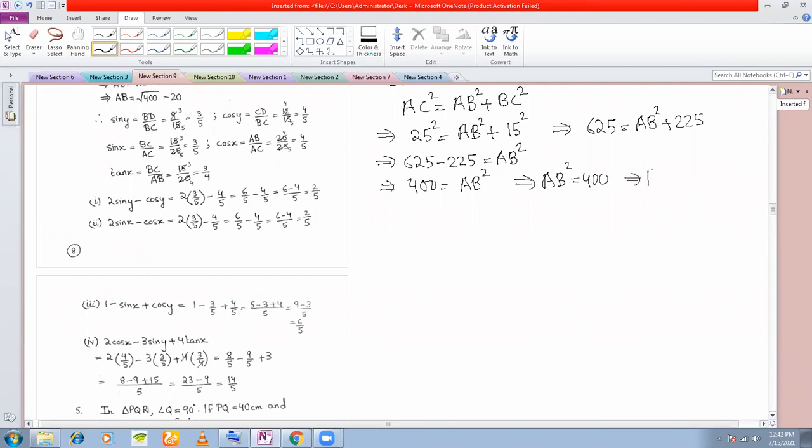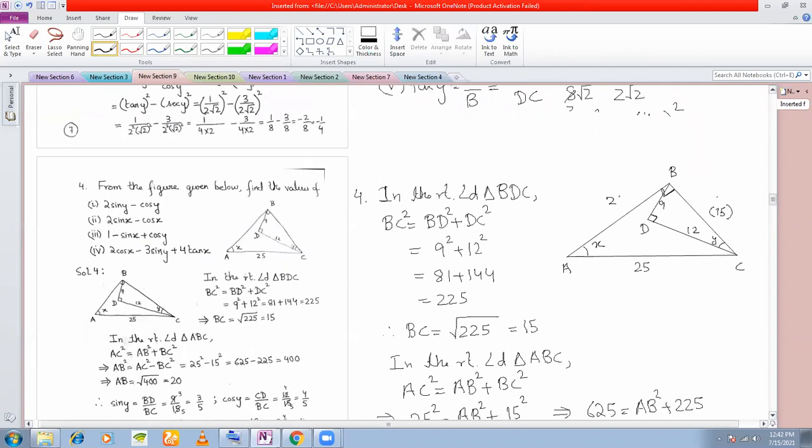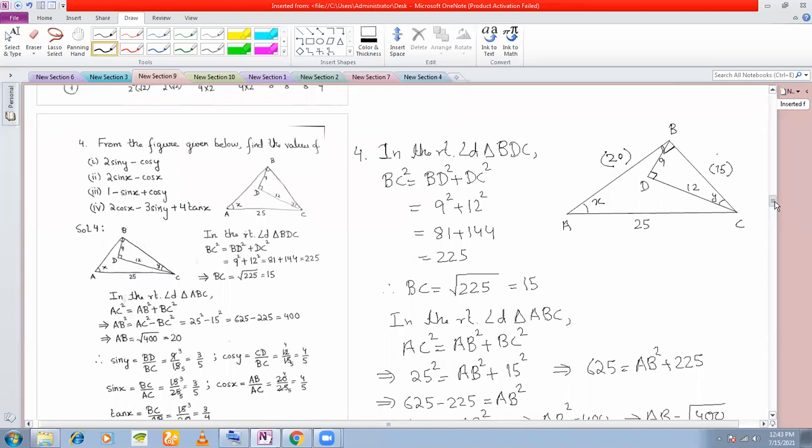That means AB is equal to square root of 400, which is 20. We have found out the length of AB. Let's write it here, 20. We have found out this length. So in both the right angle triangles, whatever was the unknown length, we have found out. Now let's find out the values. First, you have to find out sine y minus cos y. So let us first find out sine y.